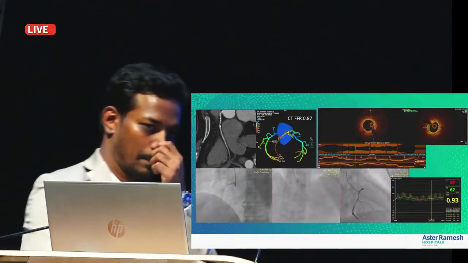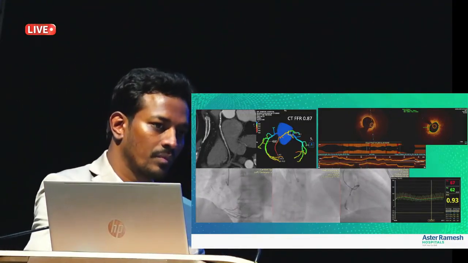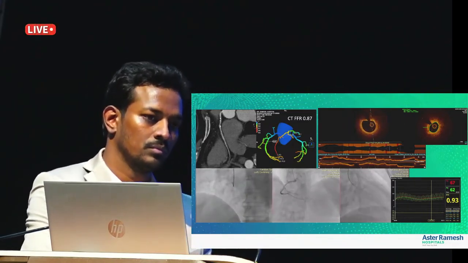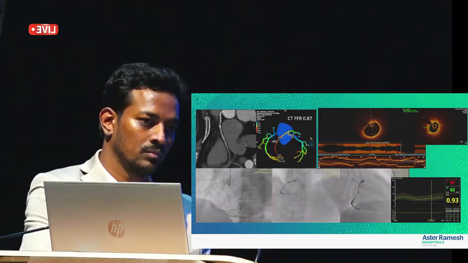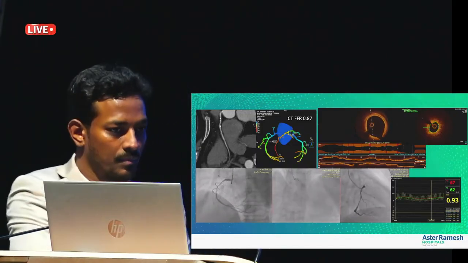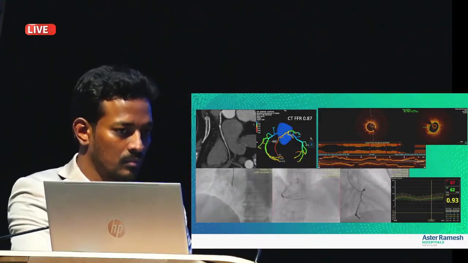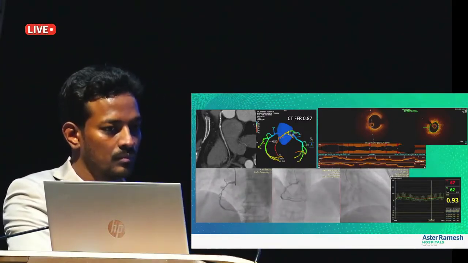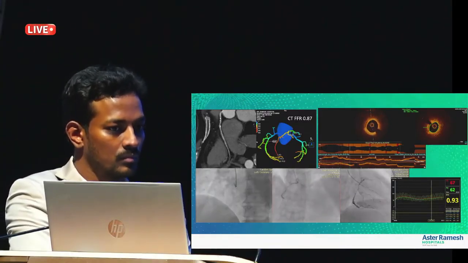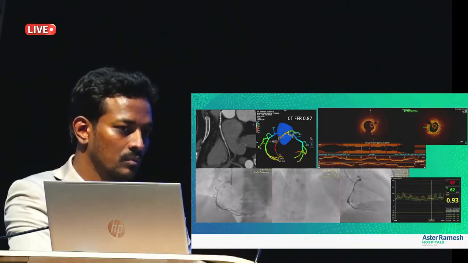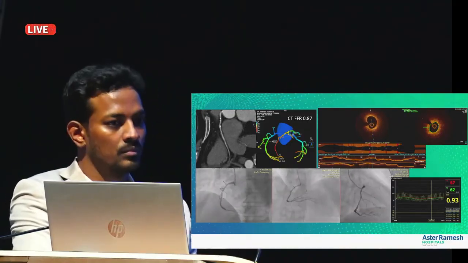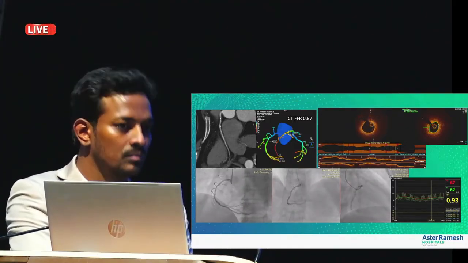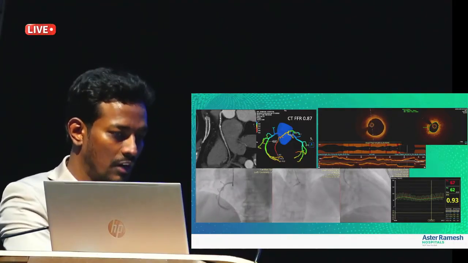Yeah, the points are well taken. The only thing is the LAD. Your OCT shows 1.7 in the LAD. By any standards, it is significant. The other thing is that it's a very long lesion and the atherosclerotic burden seems to be high. Number three, the proximal LAD has calcification extending into the left main also.